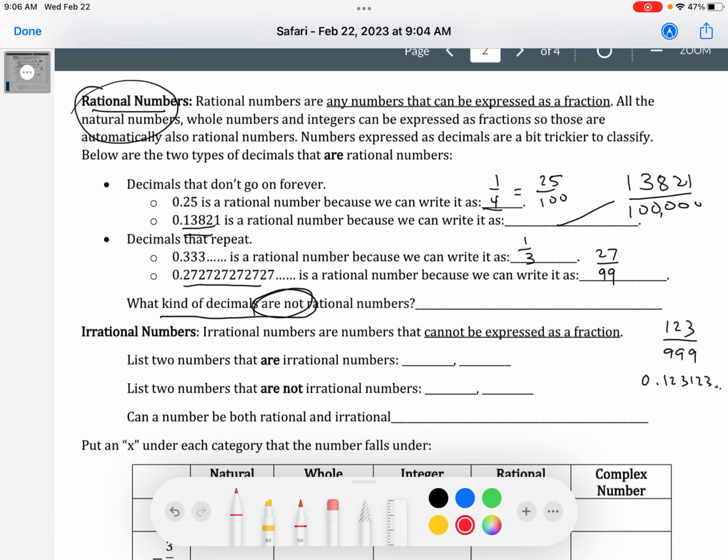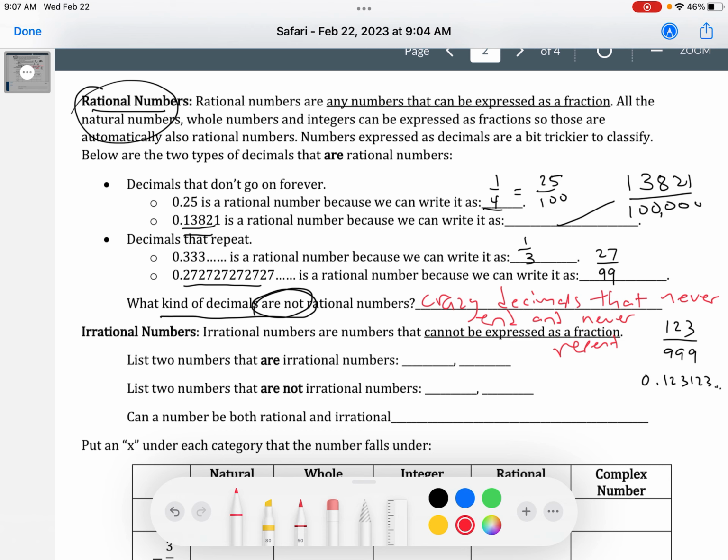Let me write this. Crazy decimals that both never end and never repeat in a predictable pattern. Okay, so if you type something into a calculator and it turns into a crazy decimal, chances are it's an irrational number. Now irrational numbers cannot be expressed as a fraction.